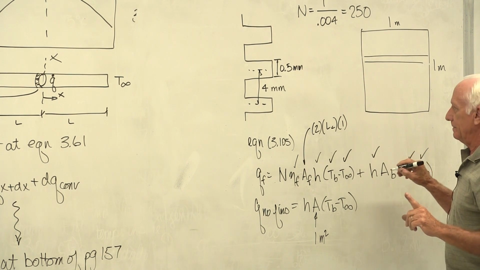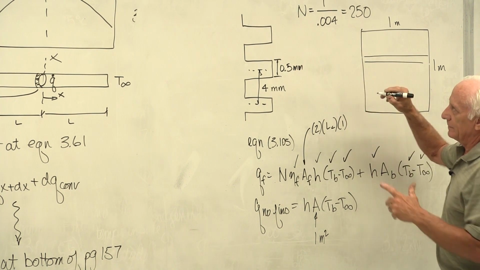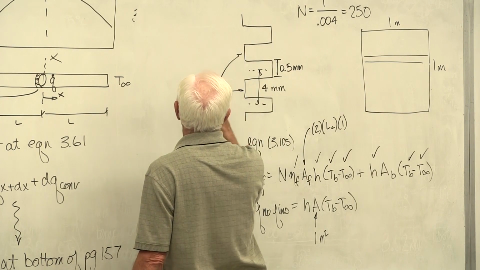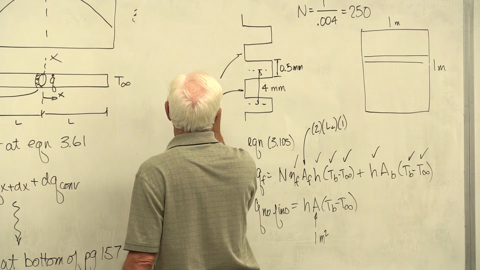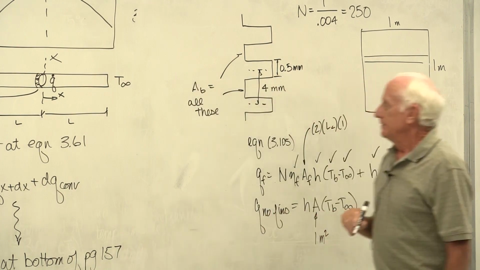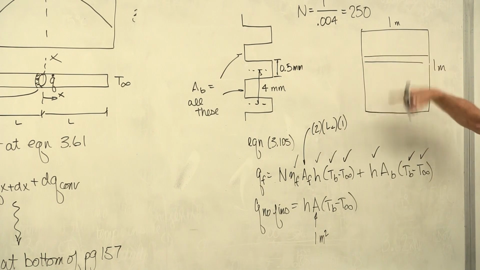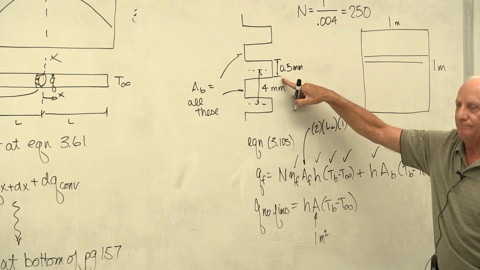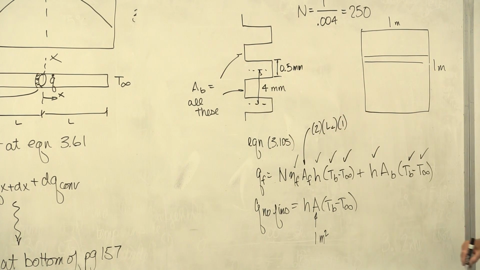Base area: the base area is the total of all these base areas here. So take the 1 meter minus 250 times 0.05, and that's the area of the base. Instead of guessing the width, you could also leave it as a variable. It cancels out. Yes, it can.